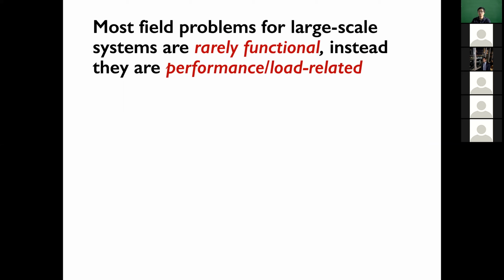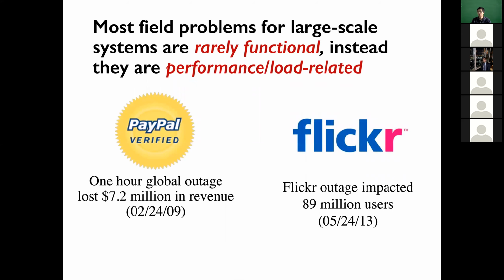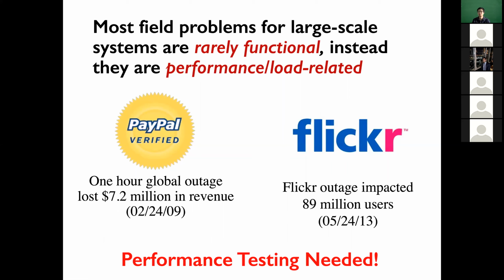In addition to the Amazon Web Services example we gave before, there are other examples. A 1 hour global outage of PayPal lost 72 million in revenue, because of a performance issue. Another example is Flickr. The Flickr outage impacted 69 million users in 2013, because of another performance issue. So we need performance testing to identify such issues before the system is deployed to users, so that we don't have these issues in a production environment.